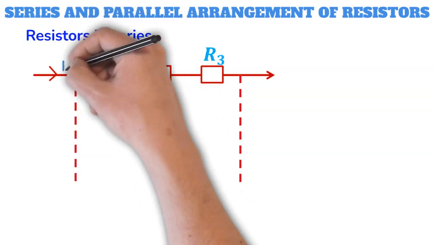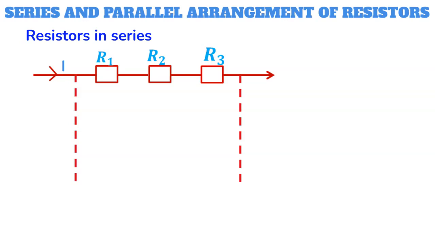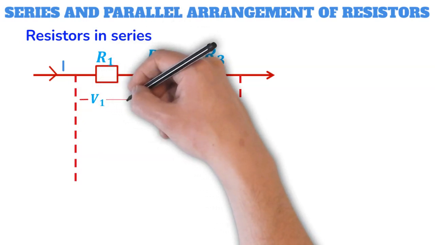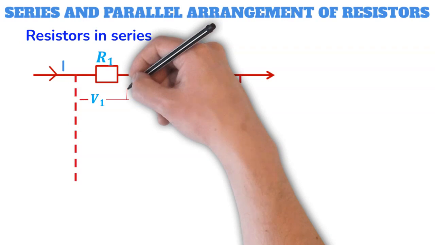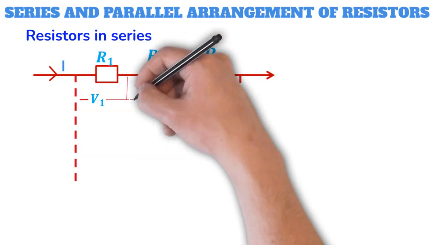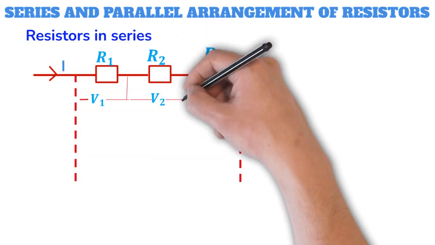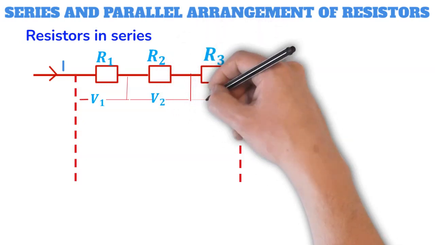So the same current passes through each resistor, R1, R2, R3. Then note another one, that the potential difference across each resistor depends on the value of its resistance. So that means R1 has its own PD, that is V1, R2 has its own PD, that is V2, then R3 has its own PD, that is V3.